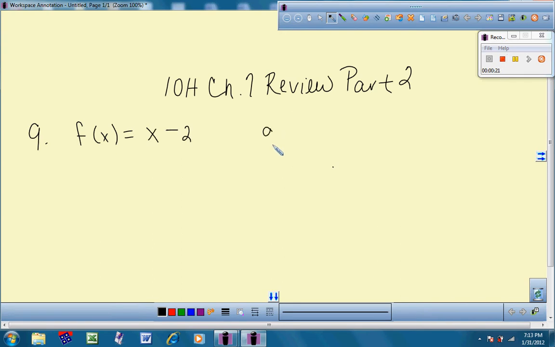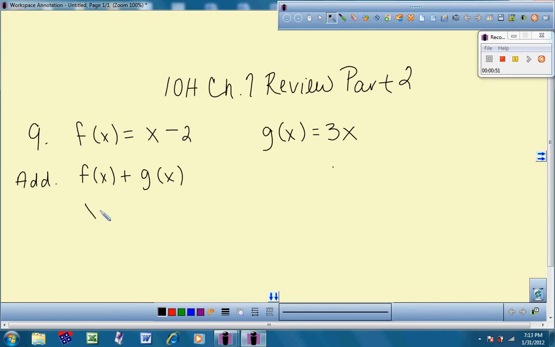g of x is equal to 3x. First operation we are going to perform is addition of the two functions. So we would have f of x plus g of x. We're going to bring our two functions together with the operation of addition.